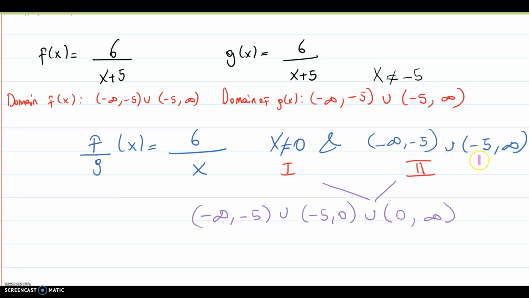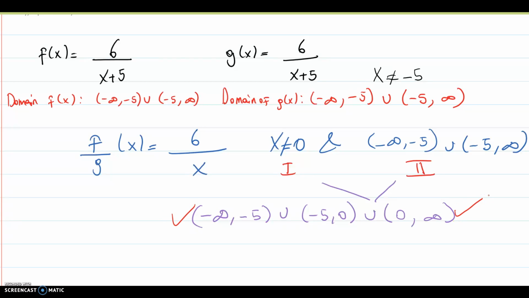This is the second one that oftentimes we omit. The restriction 2, which I'm pointing out here, x being negative infinity to negative 5, union negative 5 to infinity, that is the intersection of the domains of f and g of x. So now we need to merge restriction 1 and restriction 2 together, and then this was going to give us the answer.